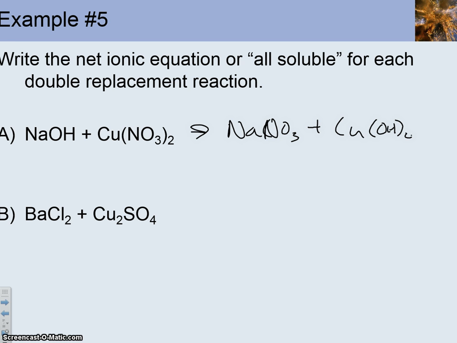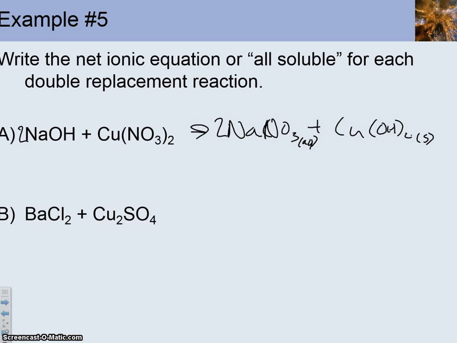We know sodiums and nitrates tend to be soluble. We can look it up and find that that's aqueous. And we can look up copper 2 hydroxide, and if we find that on page 13 of the reference booklet, copper 2 hydroxide is insoluble, meaning it's going to form a solid. So that's going to be the regular equation.